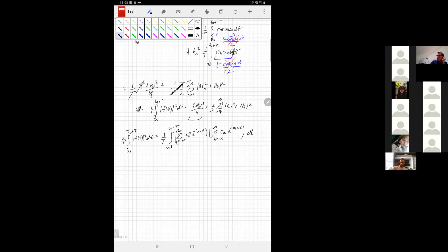All right, I've got two sums multiplied by each other. And again, I get terms where m equals n. All those terms where n equals m, I'm just gonna get Cn star Cn. And then when n equals m, these cancel. Plus a whole mess of cross terms, by which I mean lots of terms where I'm multiplying e to the minus i n, e to the plus i m, all of that with omega t.